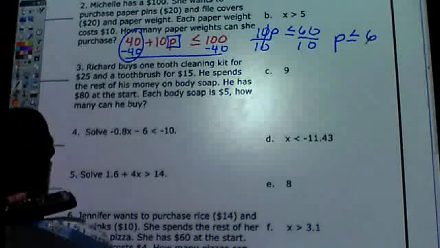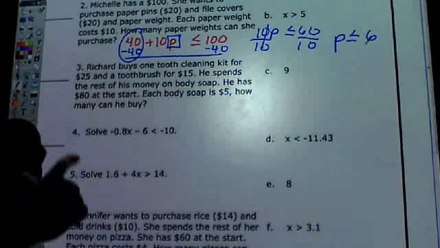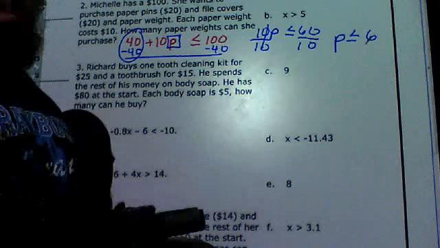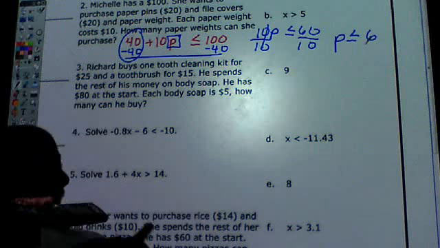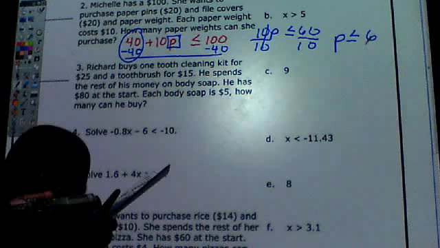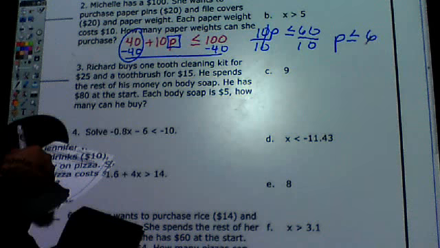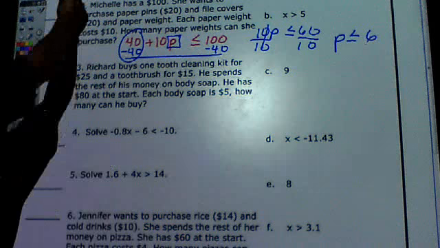So I can only buy 6, up to 6. And that's the greatest amount that I can buy. I can buy less than that. I can buy 0, I can buy 1, 2, 3, 4, 5, 6, but 6 is the greatest. And if I look down on my sheet, I see that it is A.